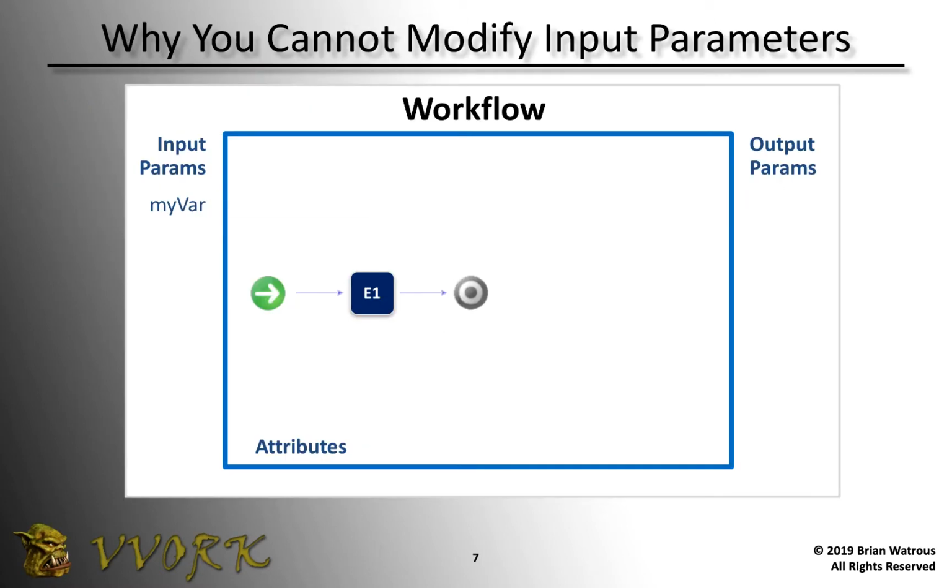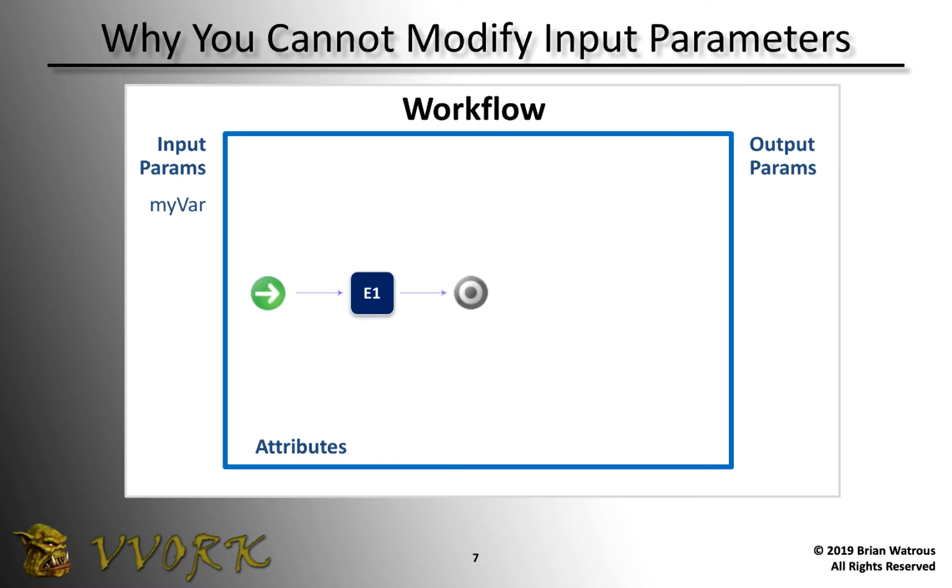Let's take a look at why you cannot modify input parameters. So take a look at our simple example here. We have a workflow. It has 3 schema elements, a start and end, and a schema element called E1. Let's assume that that schema element is a scriptable task. Now, as you can see in this workflow, we have one variable in the workflow. It's an input parameter called myvar.